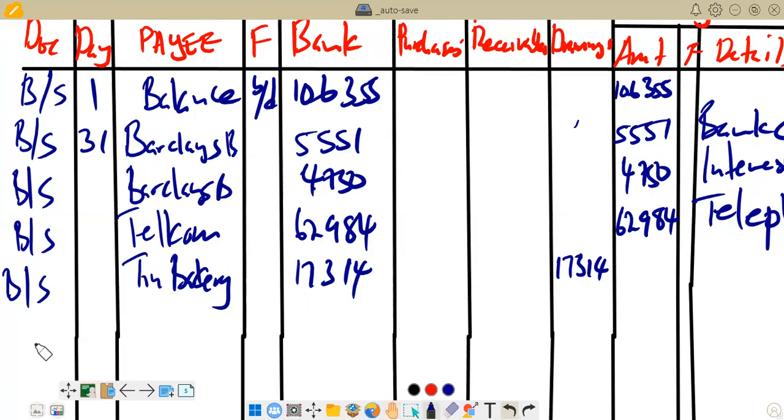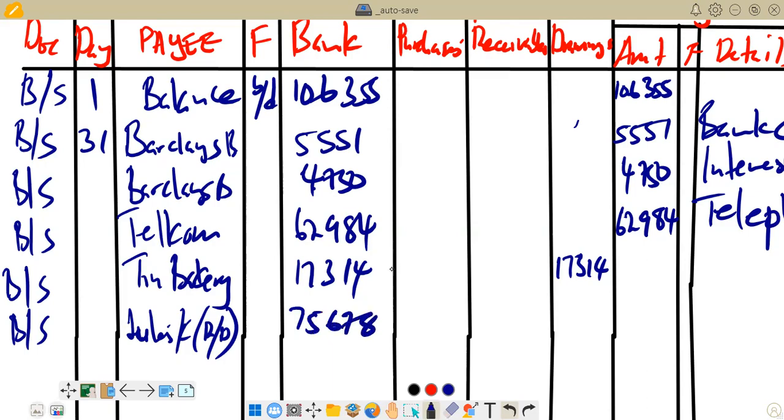So this is our credit side there, and we are saying we have our BSE, and then for pay, we are saying it's Julius K. Remember, this check is referred to as draw, and just indicate that in brackets. And then the amount that we have is 75,678. Remember, this is a check that was reversed, and we are going to reverse it.